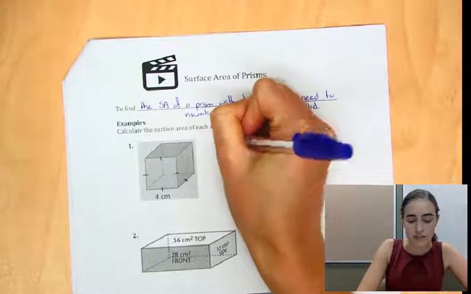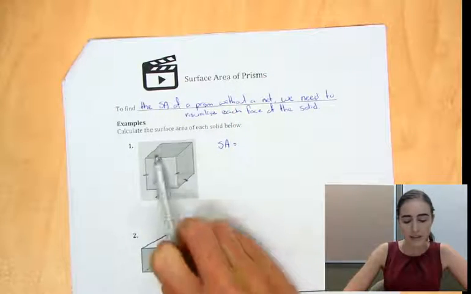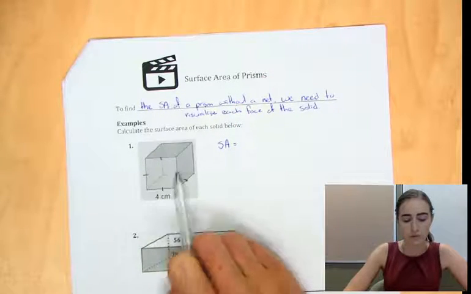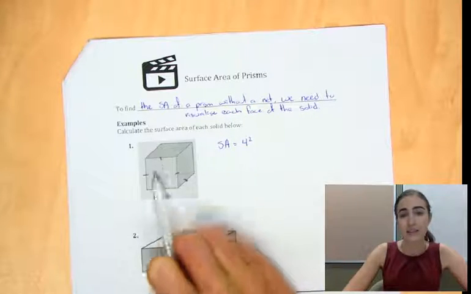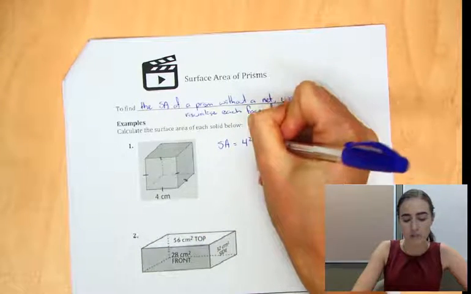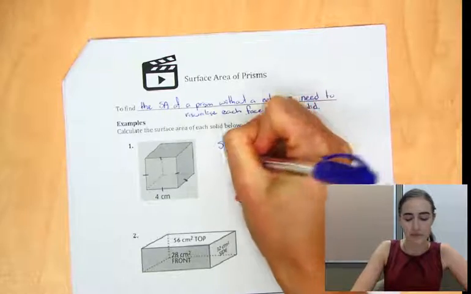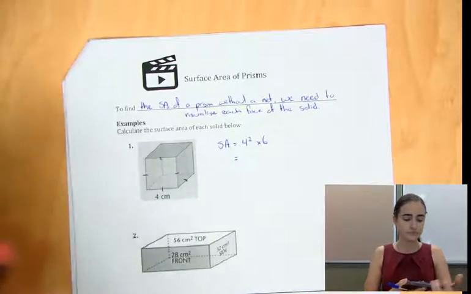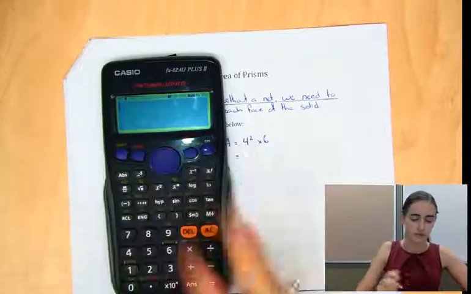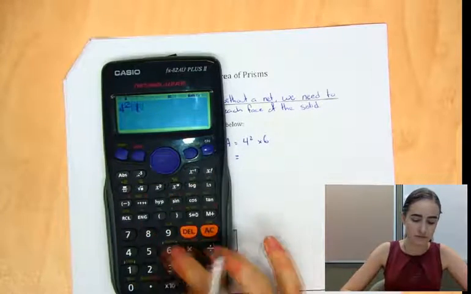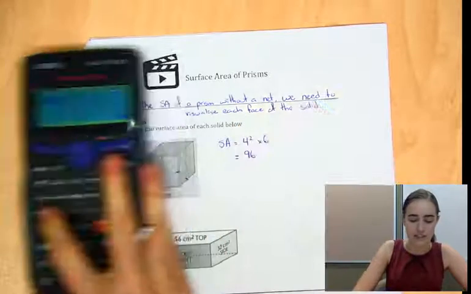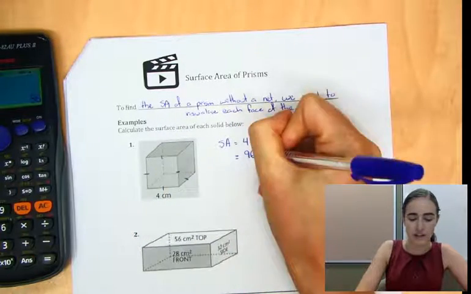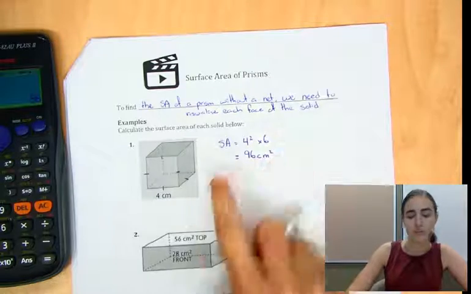So the surface area of that solid will be the area of this front face, which will be 4 times 4, or 4 squared. And then because there's 6 of those faces, we're going to times that by 6. So you can pop that in your calculator. So it'll be 4 squared times 6 would give us 96. So we're going to have 96, and it's in centimetres, so 96 centimetres squared will be the surface area of that shape.